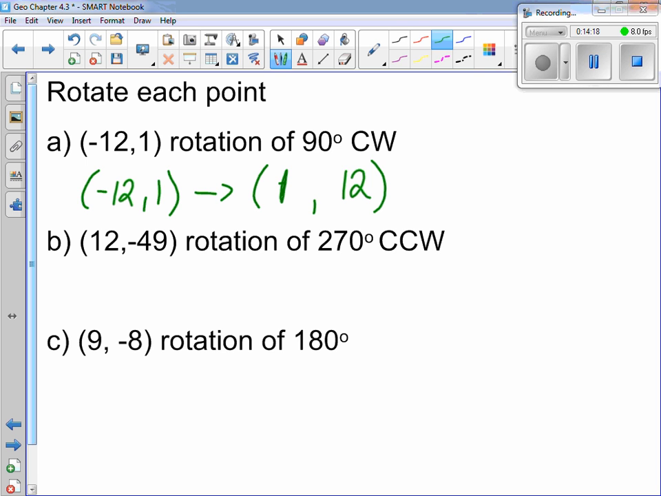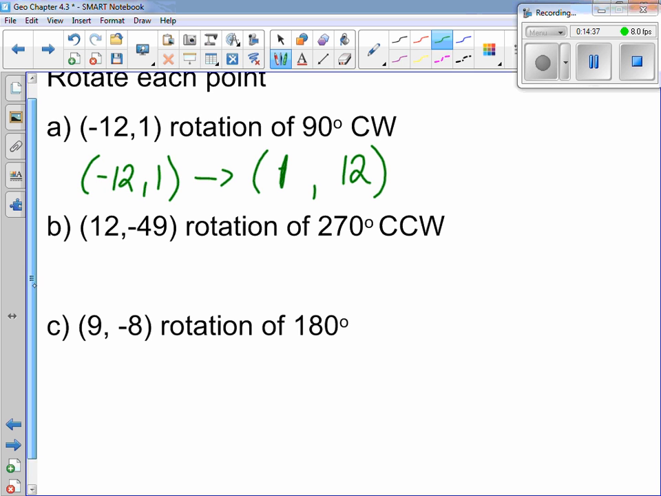Have I gone 90 degrees clockwise? Well, yes, because we only needed one move, because every time we flip it and change one of the signs, we're doing 90 degrees, either clockwise or counterclockwise. We're going one side or the other. Any questions on this here?